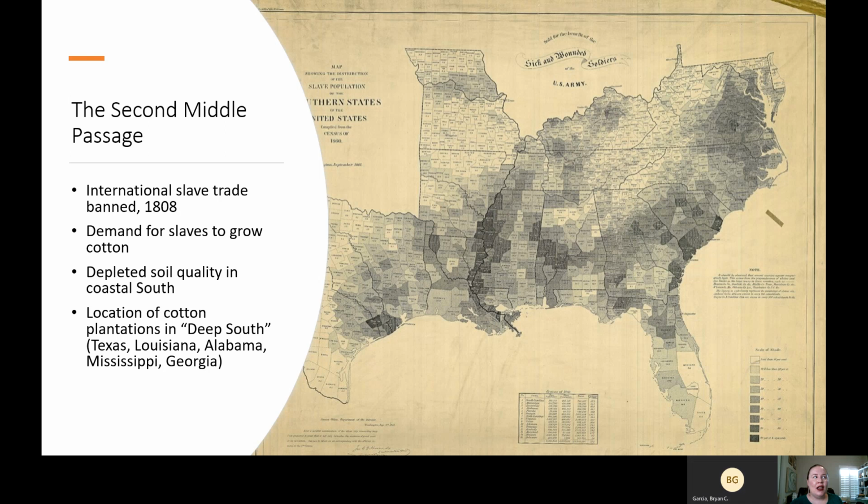The kind of estimates and numbers shift a little bit, but some folks have estimated that a prime slave during this period in the South would have set you back at least 40,000 in today's dollars. So the price of slaves is going up because they're in demand and there's a limited supply.